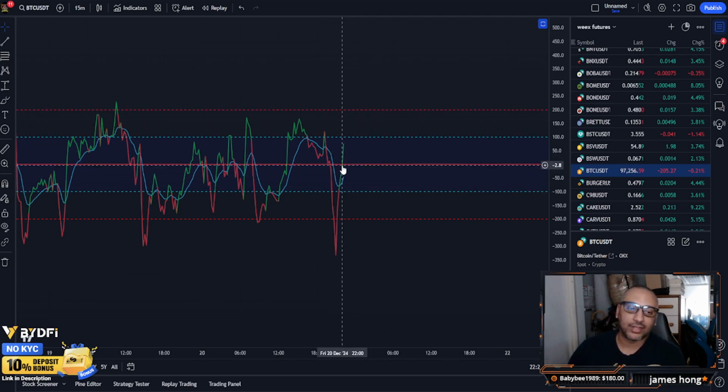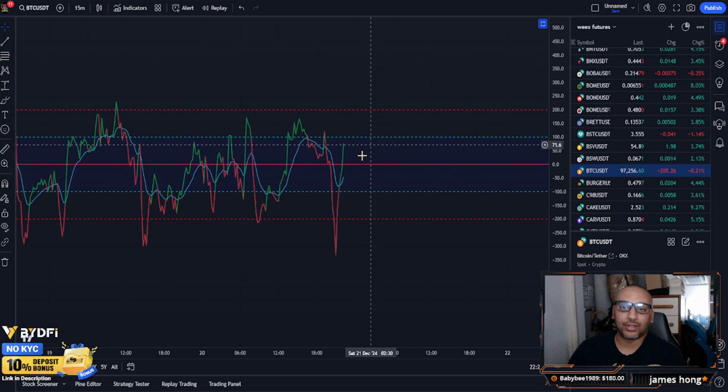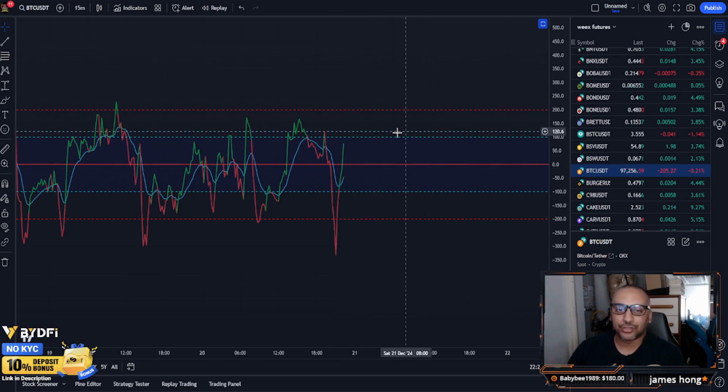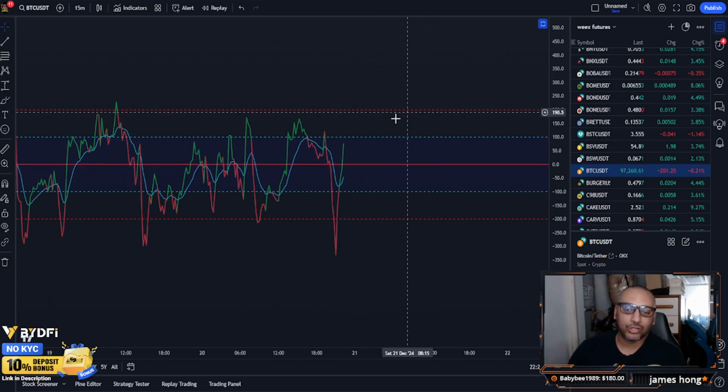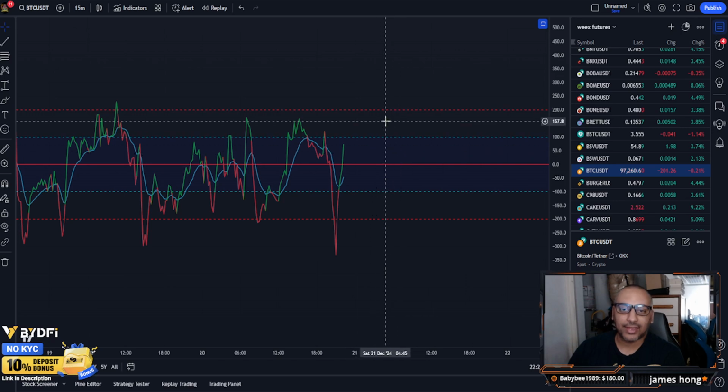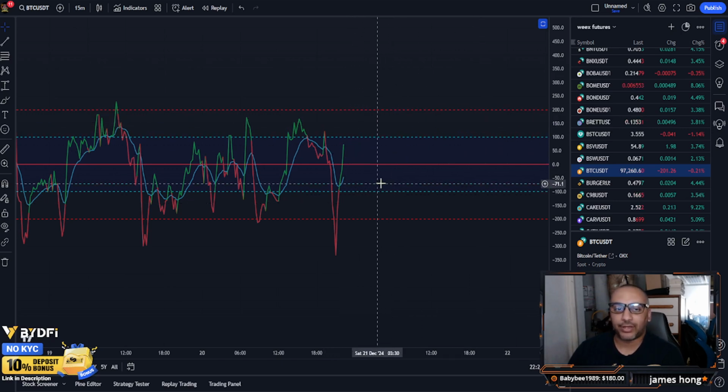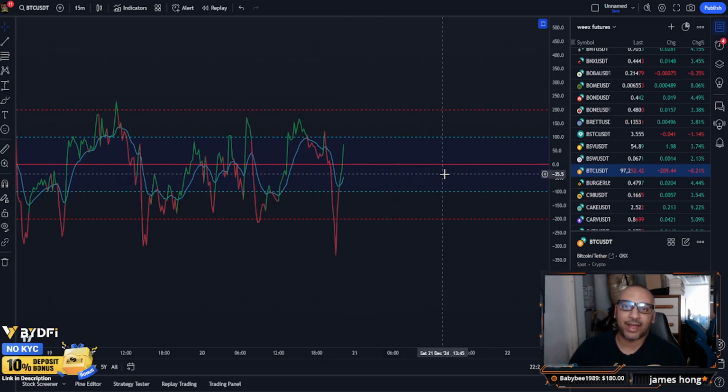If you notice that you're staying above this line, even though price is starting to retrace, as long as you're above that zero line, you should expect to stay in an uptrend. If you fall below it and you stay below it, expect to stay in the downtrend.